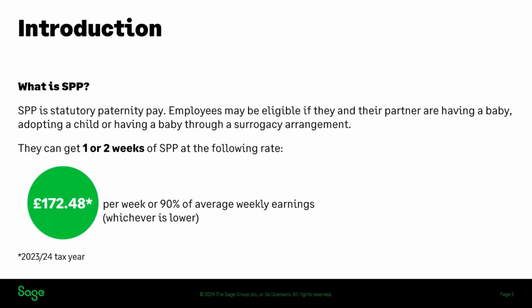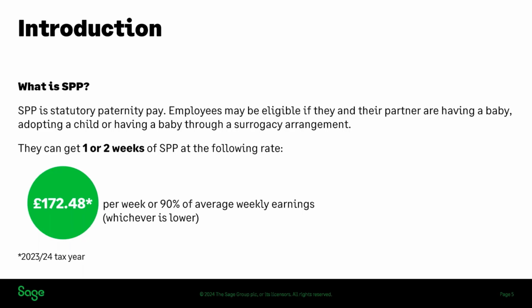Now, the entitlement is either 1 or 2 weeks of SPP, and it is paid at a weekly rate of £172.48 per week. That's for the 2023 to 24 tax year, or 90% of average weekly earnings, whichever is lower. Now, that rate will increase in the new tax year, and as soon as you've installed your year-end update, which will be released sometime next month, you'll have all the legislation in place for that change to happen automatically.